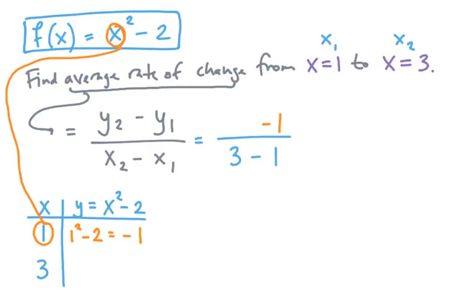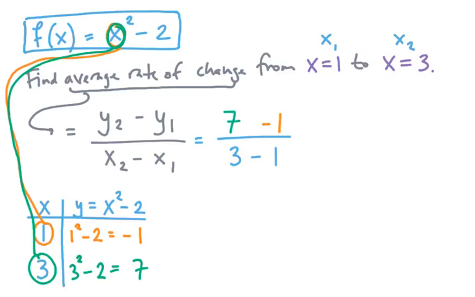And then let's do the same thing for when we plug in 3. Take 3, throw it back into the function. That means take 3 and square it. That's 9. And then subtract 2. So we get back 7. So the y value that corresponds to x being 3 would be 7.